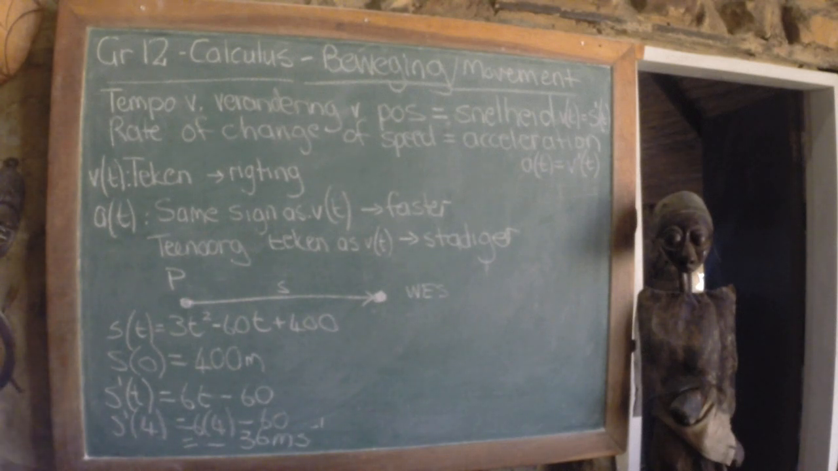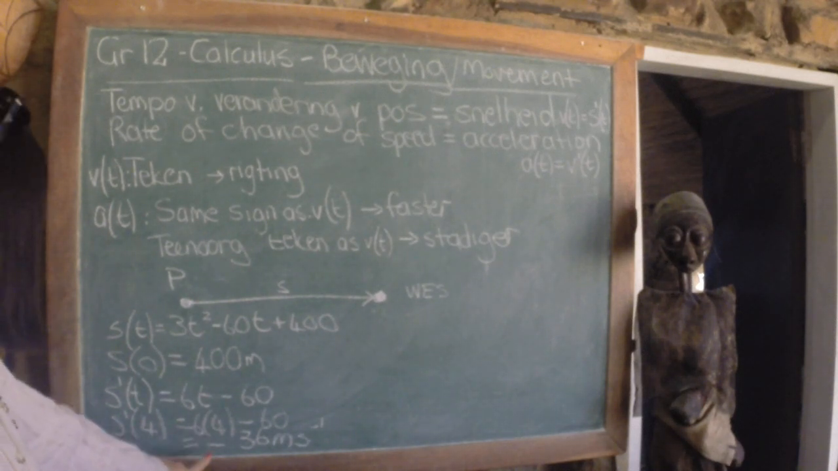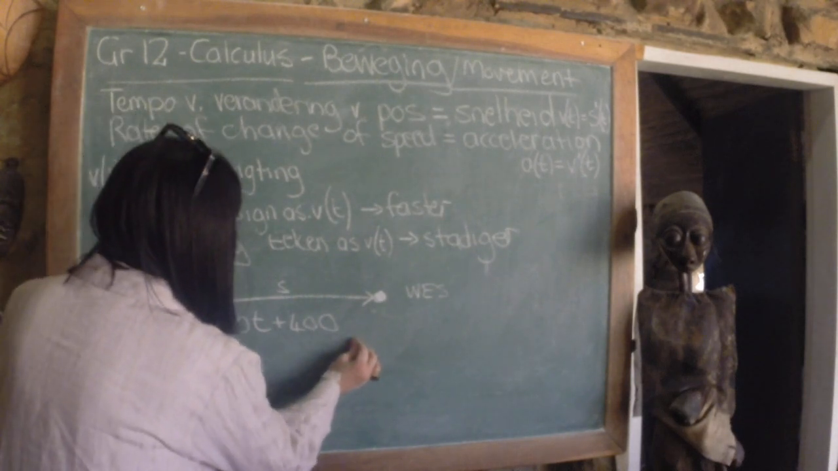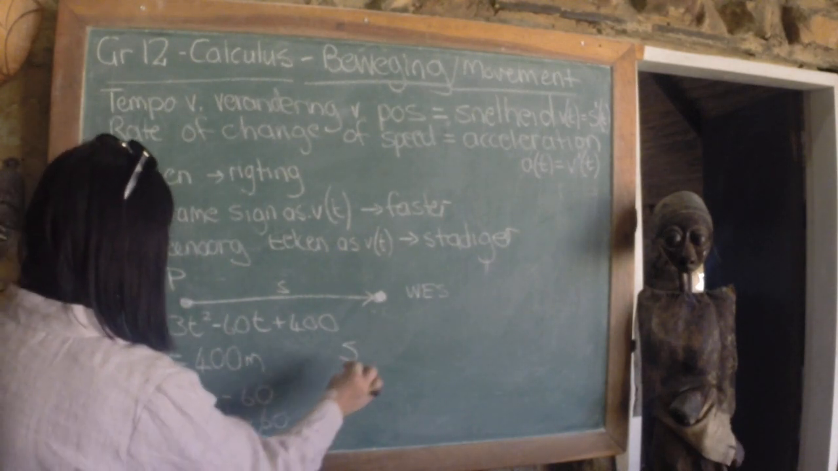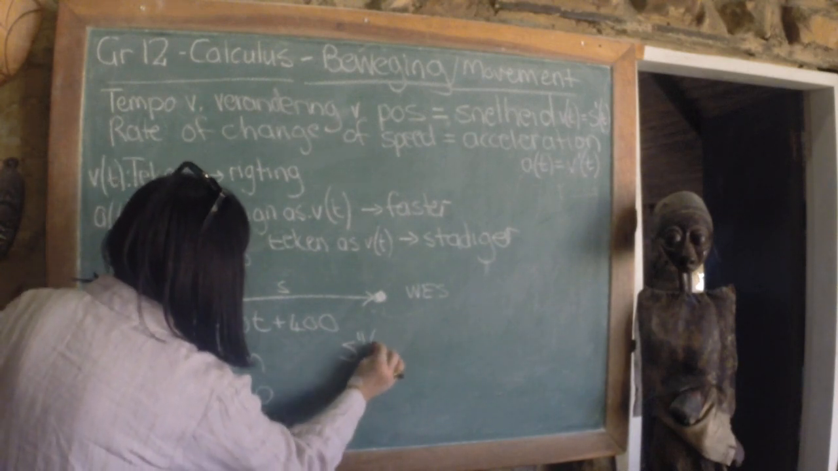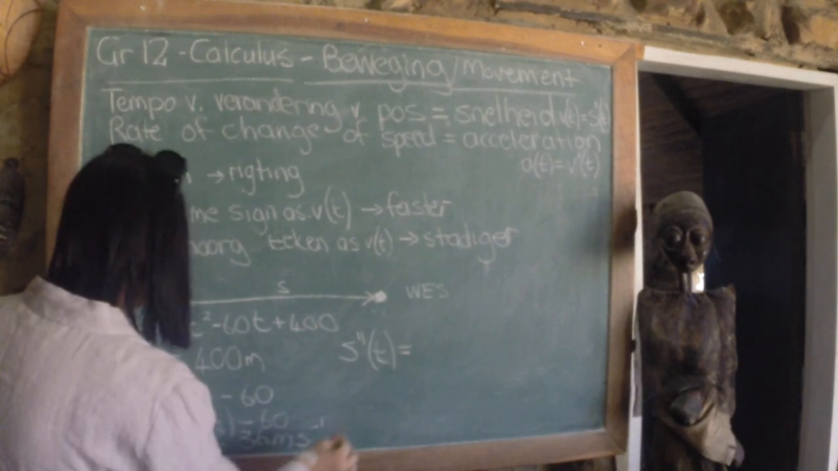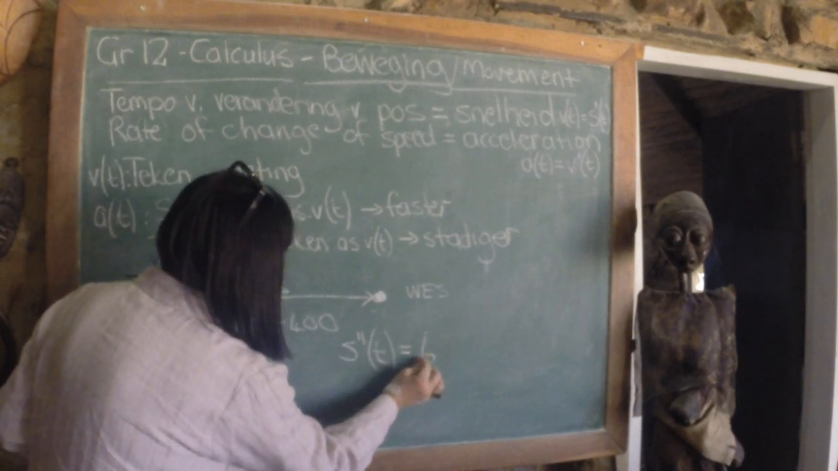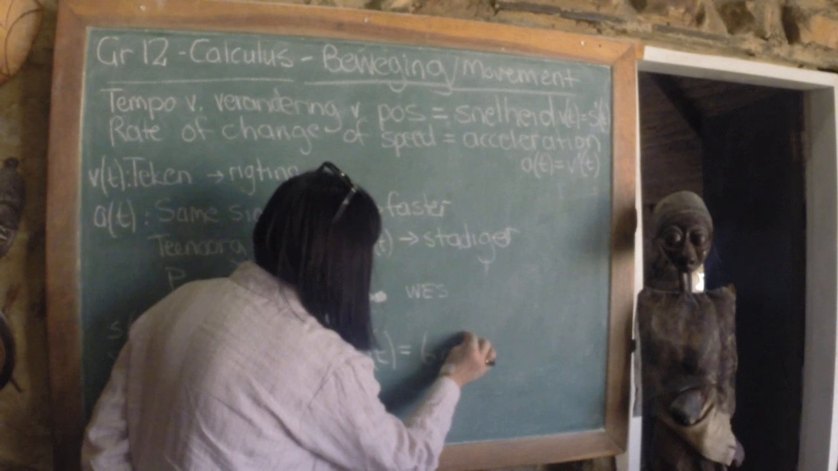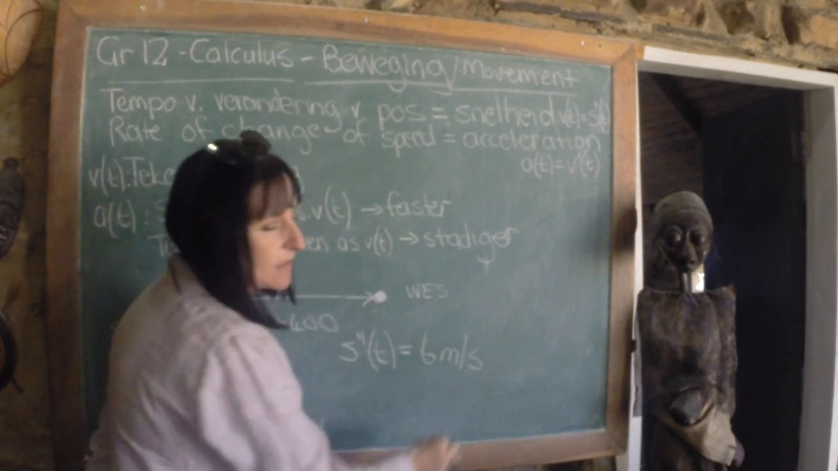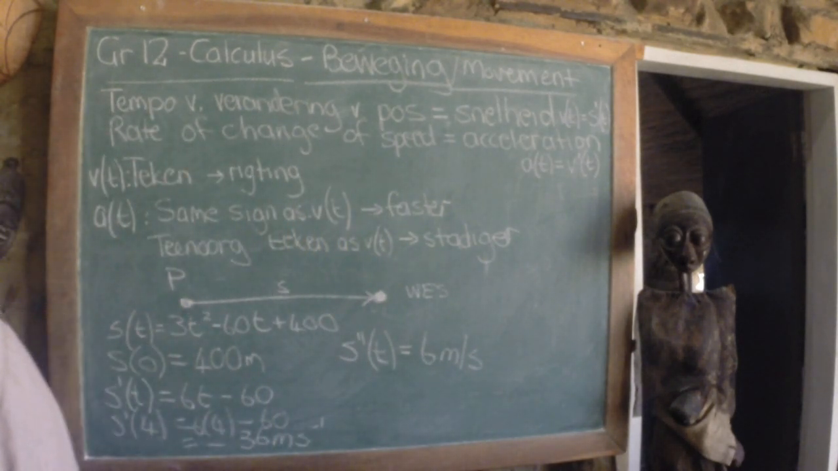The next question, calculate the acceleration of the particle. So nou gaan ek nou die tweede afgeleide kry, of ek gaan weer vir S aksent T aflei, so ek kry die tweede afgeleide, and that's going to give me 6. So it's accelerating at 6 meters per second. My versnelling is 6 meter per sekonde.